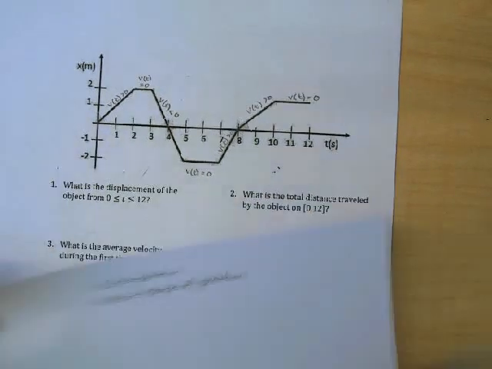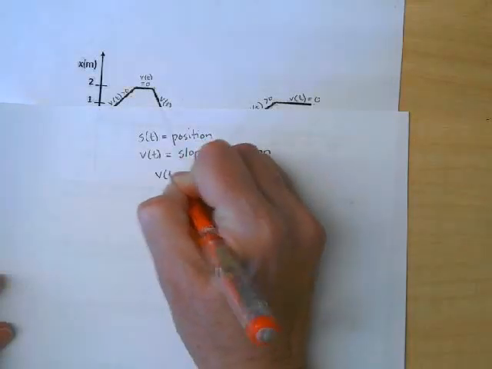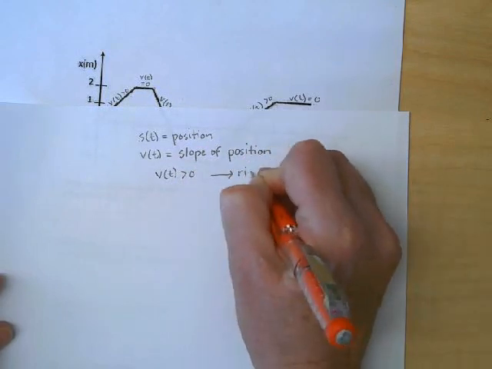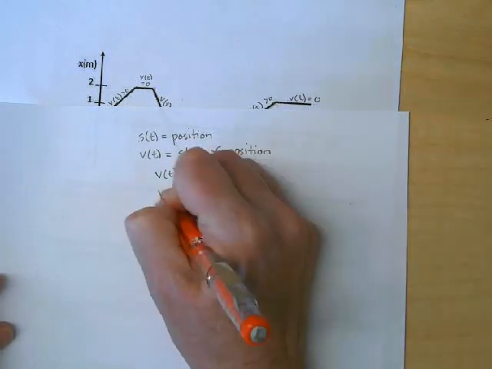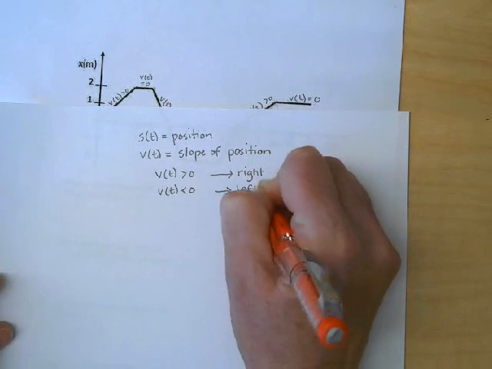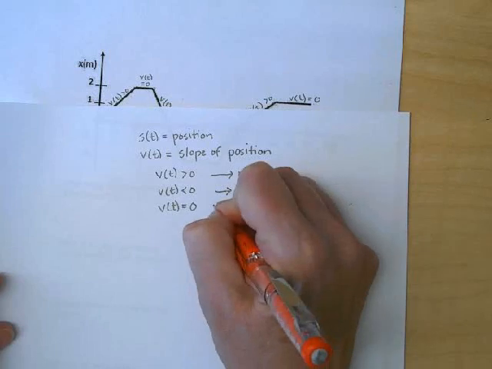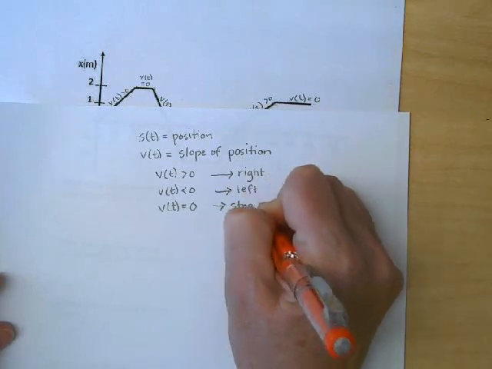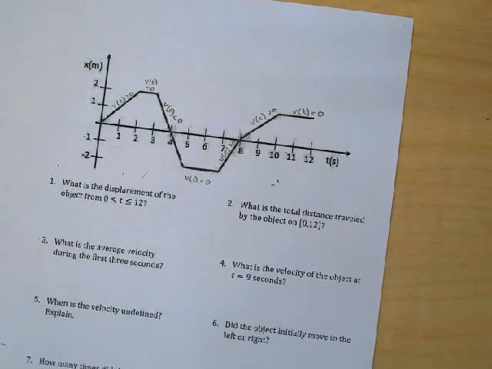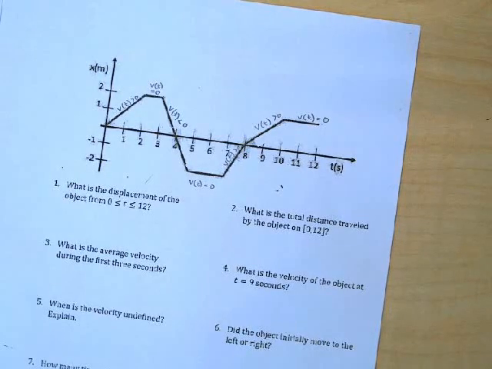Remember what we said: if velocity is positive, then the object is moving to the right. We could say that it's moving up. If the velocity is negative, the object is moving to the left. And if the velocity is 0, then the object is stopped. This is what I want you to think about if we're looking at a position graph. This is going to be really important because we have a velocity graph as well.